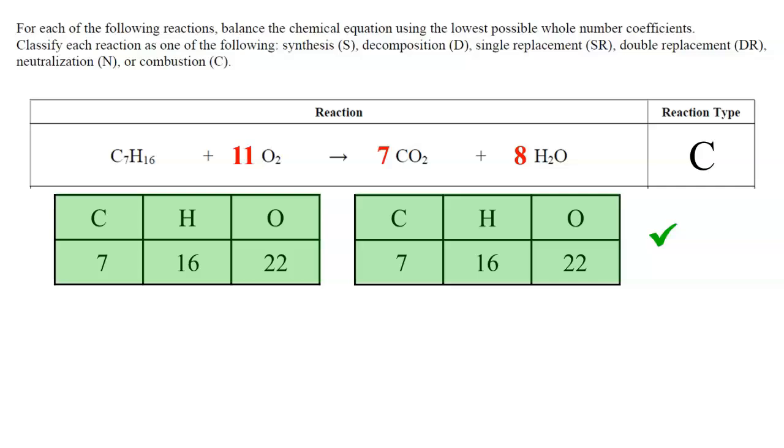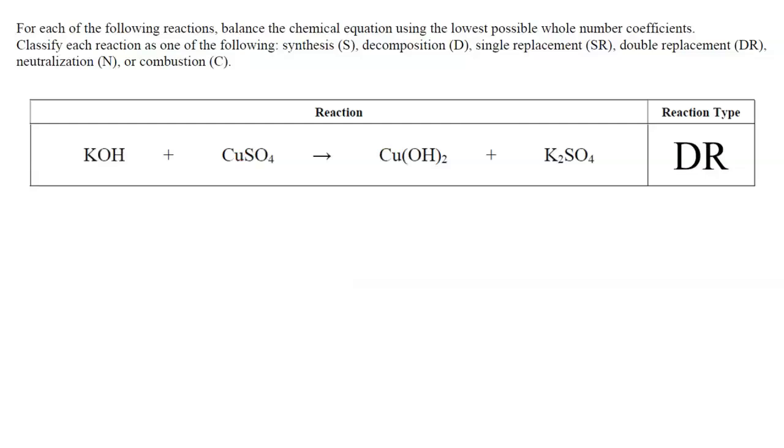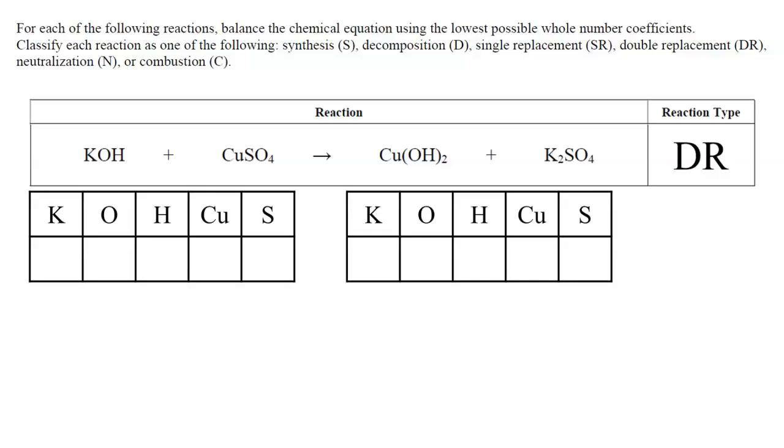All right, let's take a look at our last chemical equation in this practice quiz. And this one is actually fairly simple and straightforward to balance. The elements involved in this chemical equation are potassium, oxygen, hydrogen, copper, and sulfur. On the left side of the equation, I see 1 potassium.